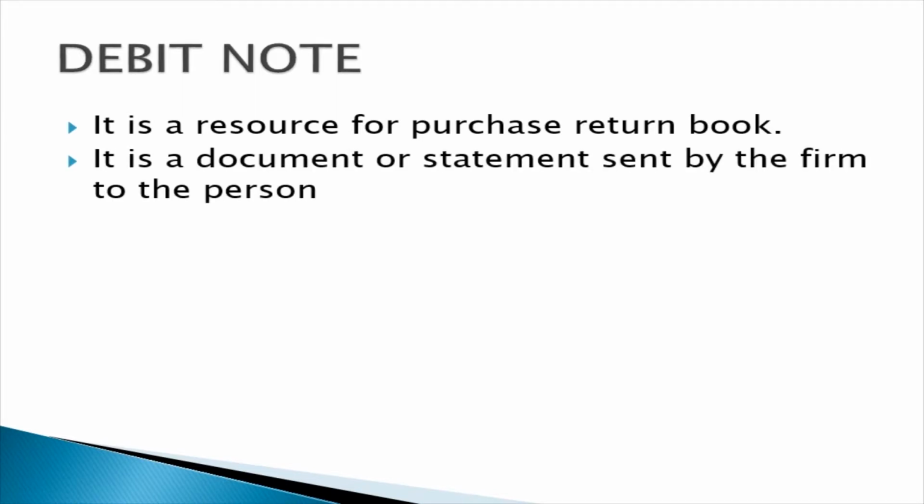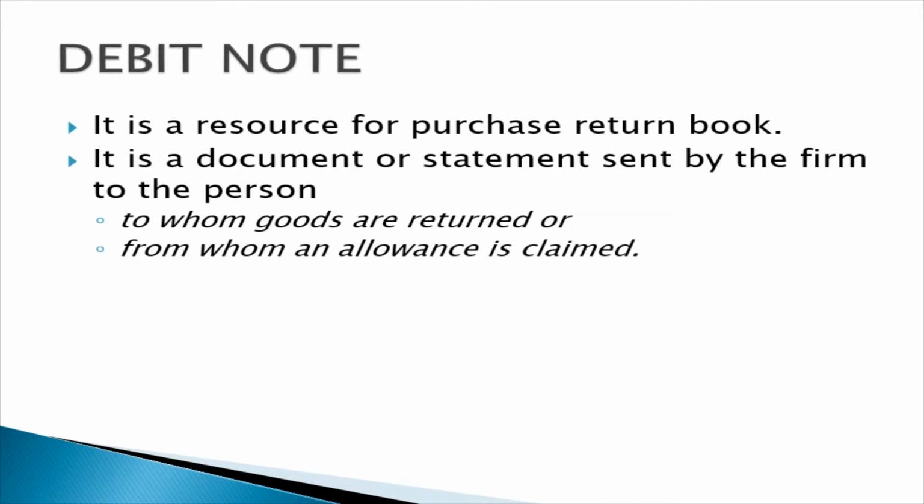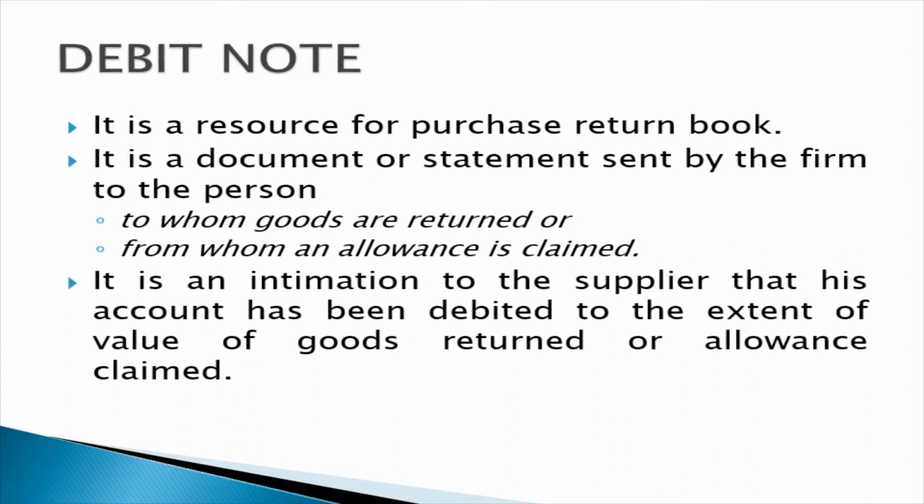It is a document or statement sent by the firm to the person to whom goods are returned or from whom an allowance is claimed. It is an intimation to the supplier that his account has been debited to the extent of value of goods returned or allowance claimed. It contains description of goods returned, name, place of supplier, etc.